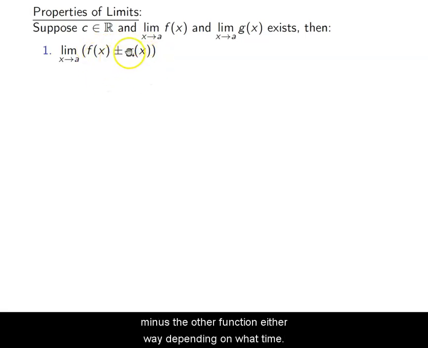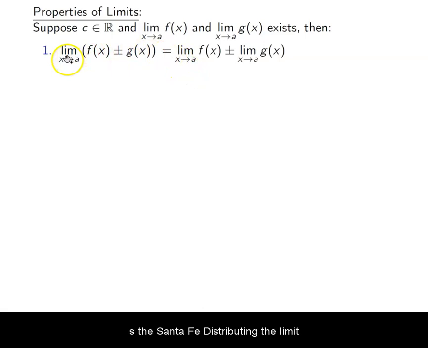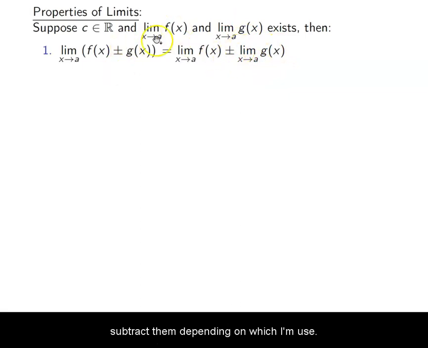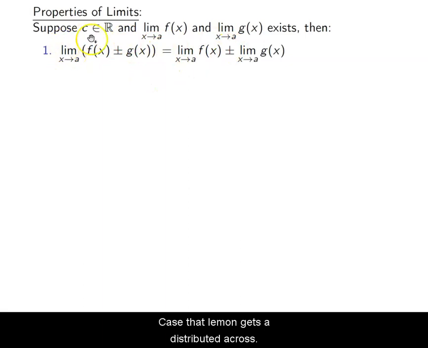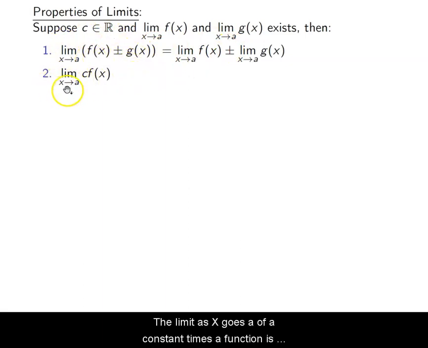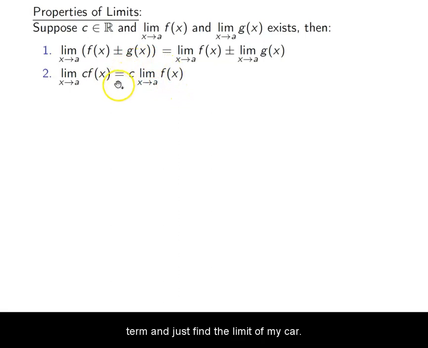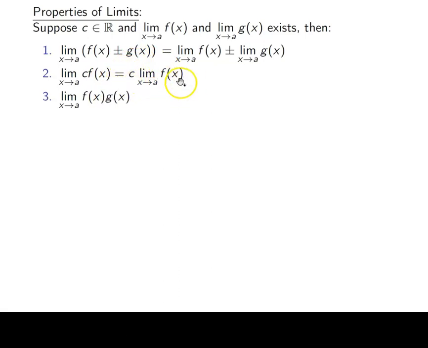Okay. Then the limit as I approach this value of one function plus another function, or one function minus the other function, either way, depending on what sign I want, is the same as me distributing the limit across each function. So if I take the limit as x goes to a of f of x, and I add that to the limit as x goes to a of g of x, or subtract them depending on which I'm using, it's the same. Okay, so that limit gets to distribute across to the functions, right? The limit as x goes to a of a constant times a function is the same thing as me being able to pull out that constant term and just finding the limit of my function.